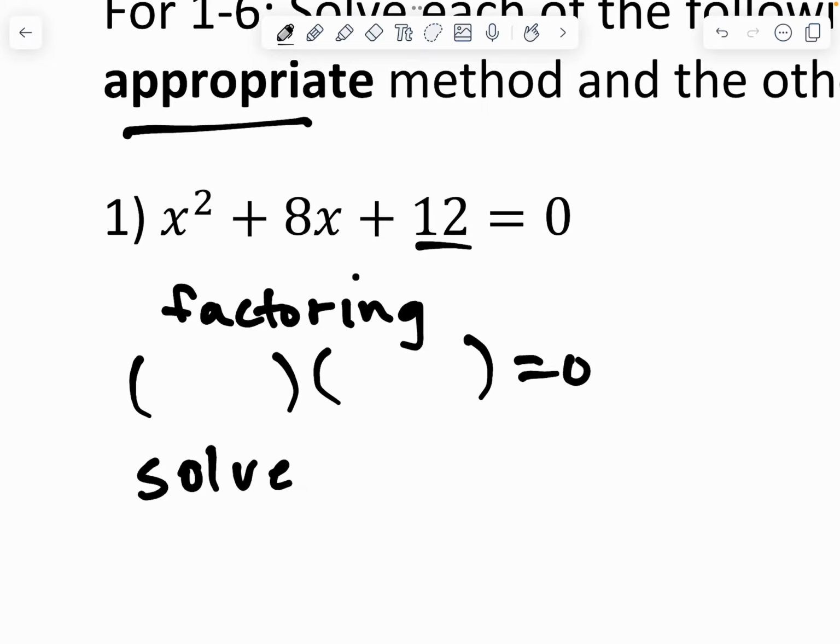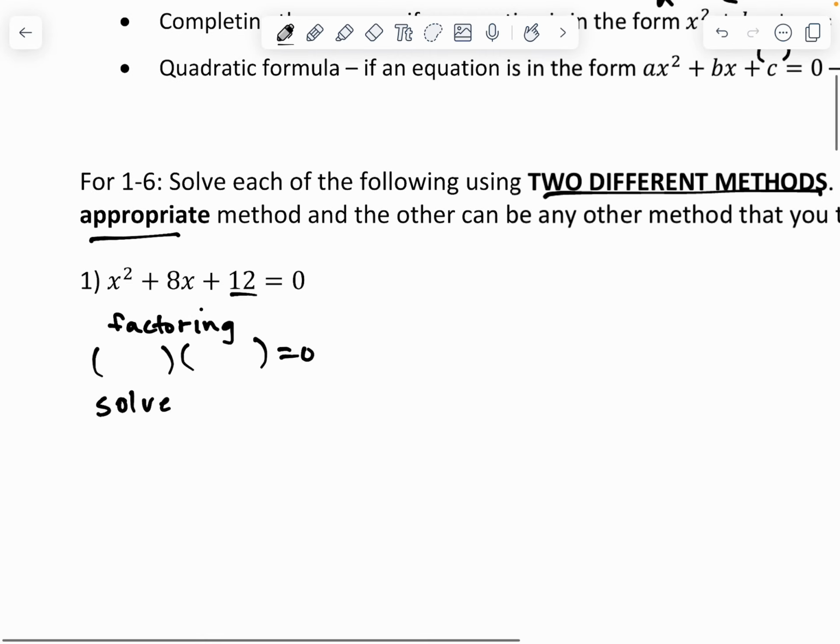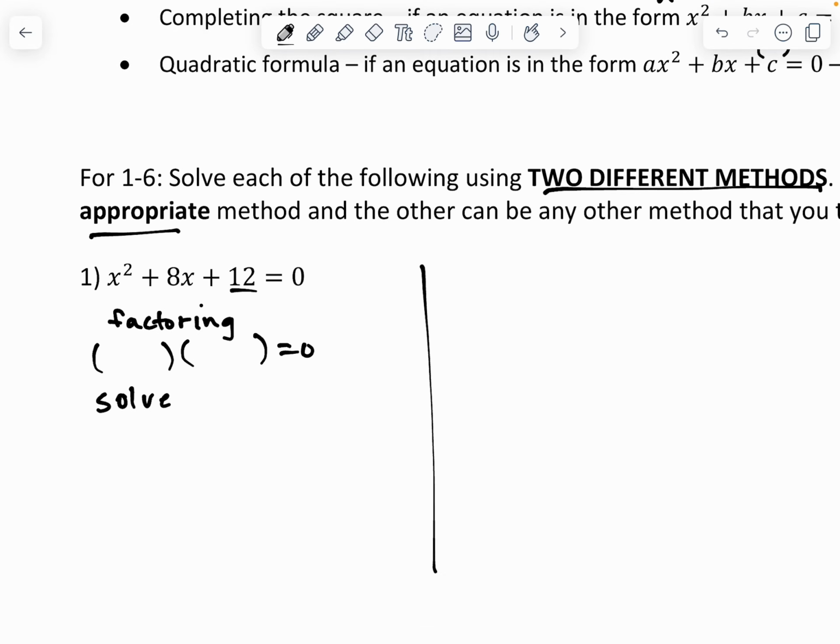Okay, so I'm not going to give you the answers for these, but I want you to work through them. Factoring would have been the most appropriate because it's quick and easy. You can really factor that one and solve it a lot quicker than you can using the quadratic formula.